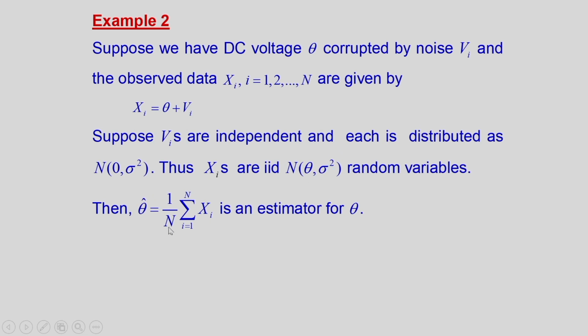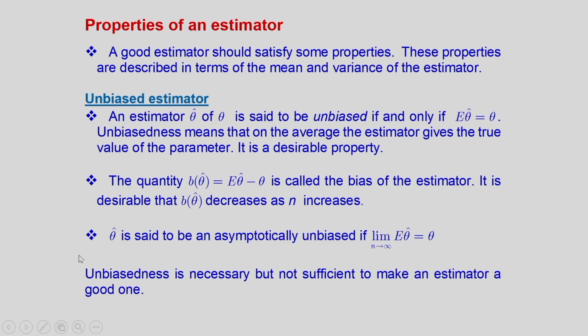Then again, since it is a normal distribution, theta hat is equal to 1 by n summation i going from 1 to n of xi, which is an estimator for theta. Let us discuss the desirable properties of an estimator. A good estimator should satisfy some properties. These properties are described in terms of the mean and the variance of the estimator. First, we will discuss unbiased estimator.